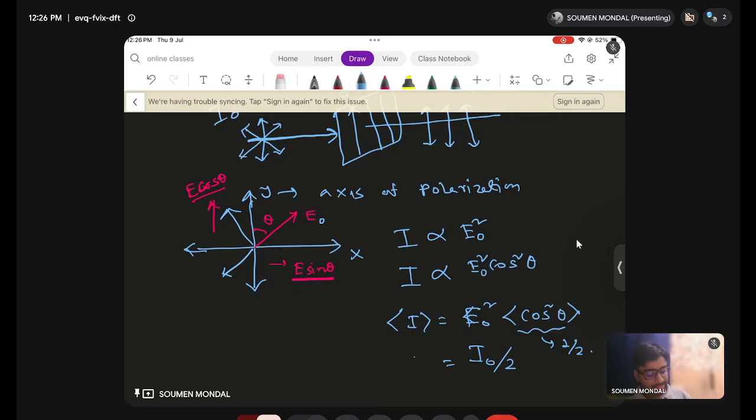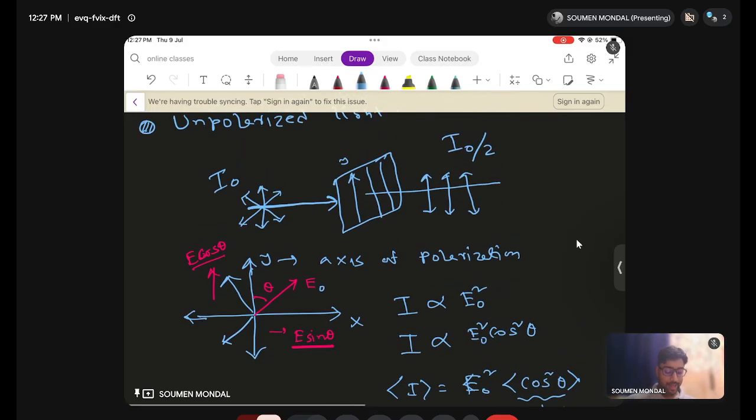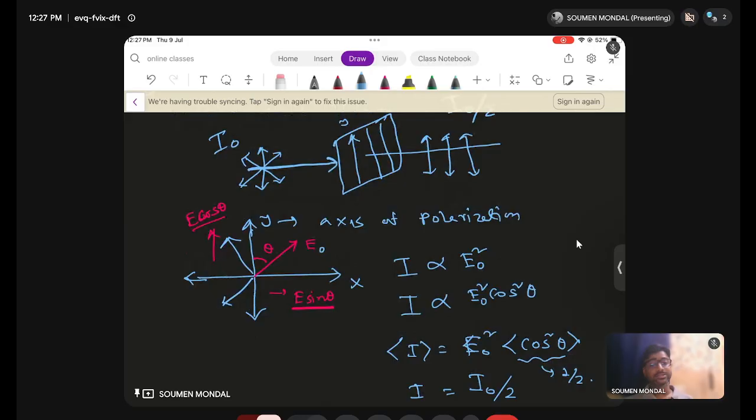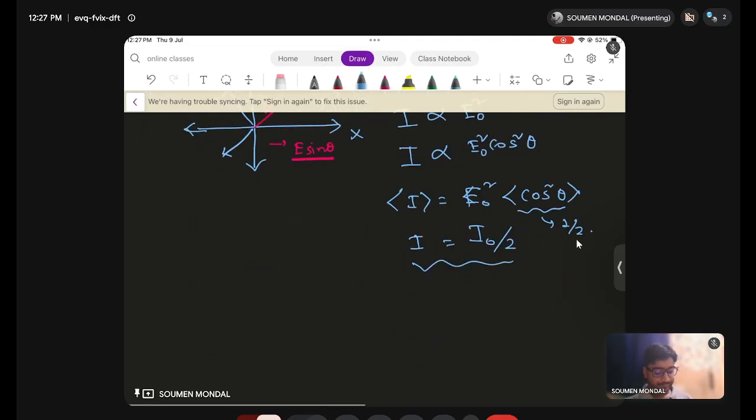So that's a crude explanation I have been given. When unpolarized light passes through a polarizer, it loses half of its intensity, because you can think that the part of its electric field which is perpendicular to the polarization axis is absorbed. Now move on.